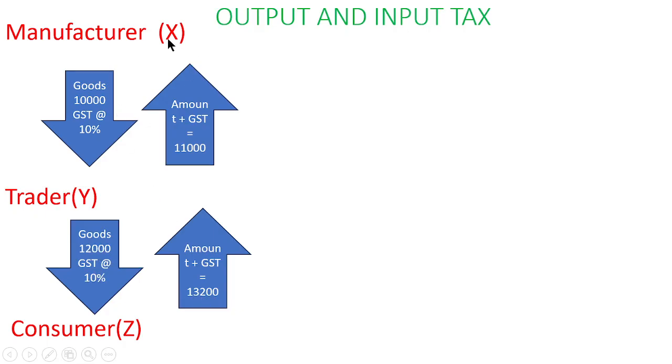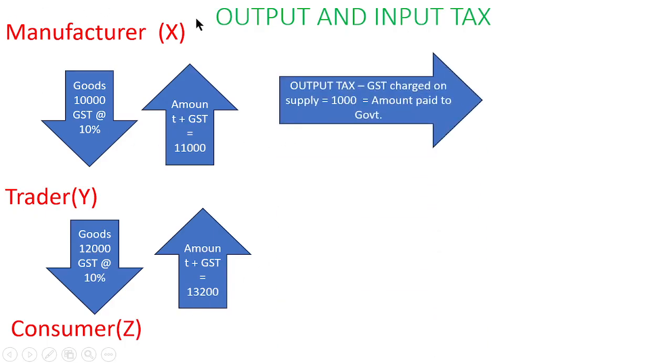So X sold goods to Y for rupees 11,000. In that 1,000 is GST. Y sold goods to Mr. Z. He is the last consumer, means he is using the goods. So Y sold goods worth 12,000 to Z and collected GST of 1,200. Total amount paid is 13,200. In this case, for Mr. X, that is the original seller, means manufacturer, the GST collected rupees 1,000 is recorded as output tax.